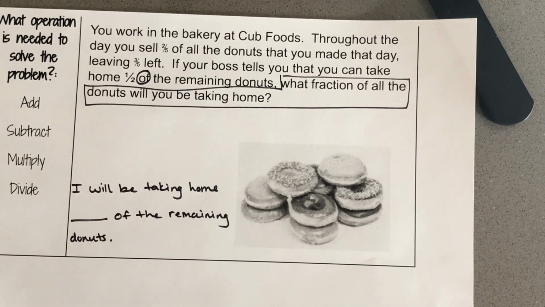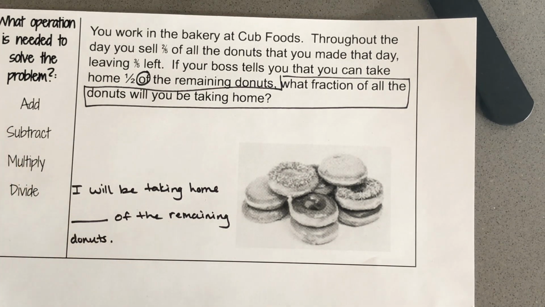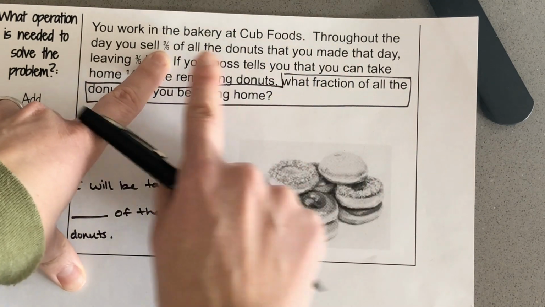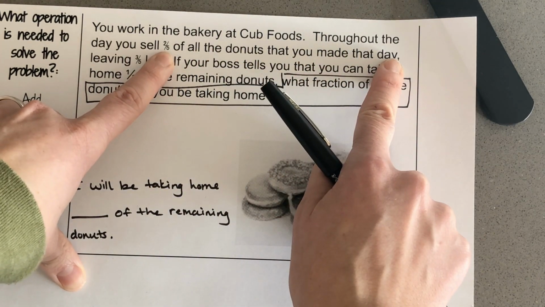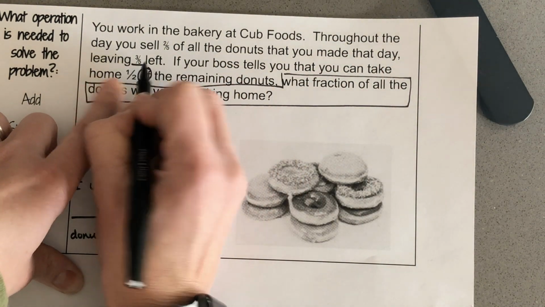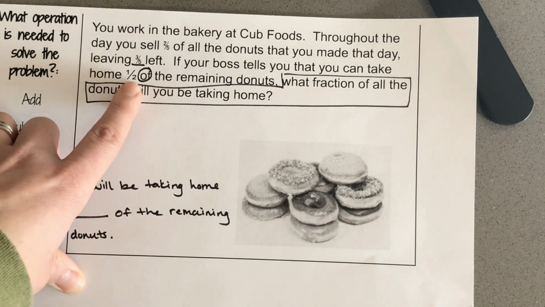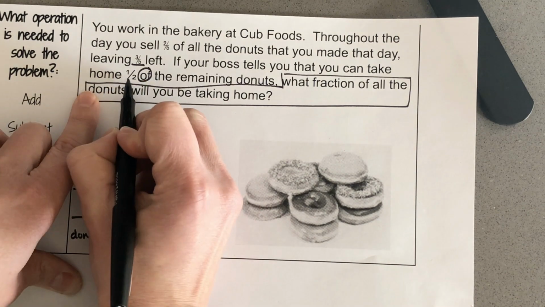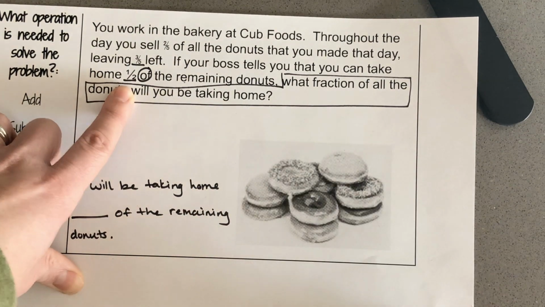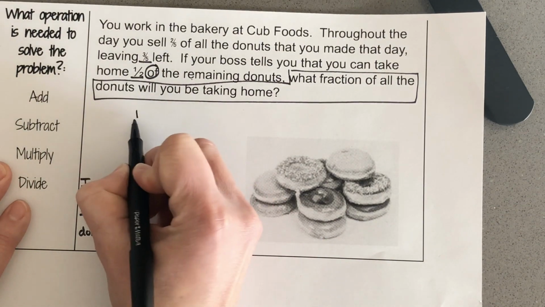Next to marking the text, let's underline those key numbers and their label. Here it's going to be fractions, and I'm only looking for fractions or numbers pertaining to the donuts that are left. So throughout the day, you sell 2/5 of all the donuts that you made that day. This is not helpful because they're gone, leaving 3/5 left. This is helpful. These 3/5, I get to take home half of them, right? Half of the remaining donuts. So this is a multiplication problem.